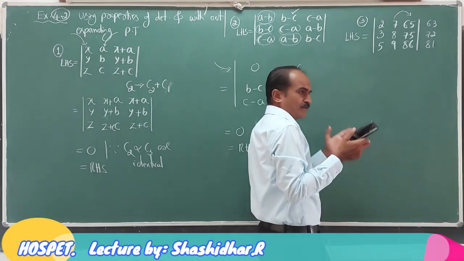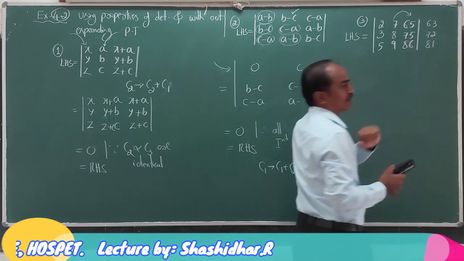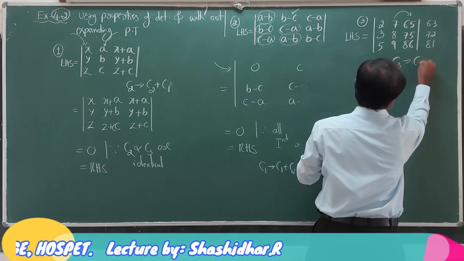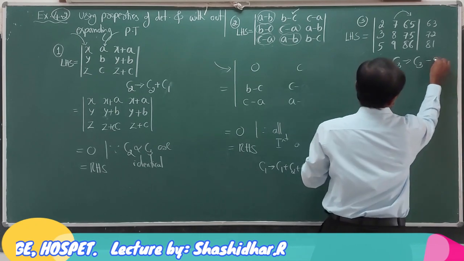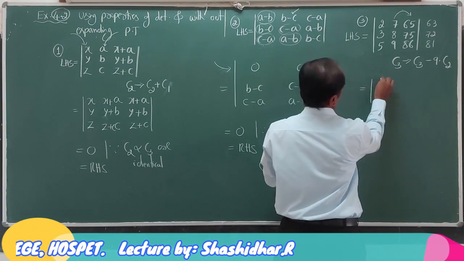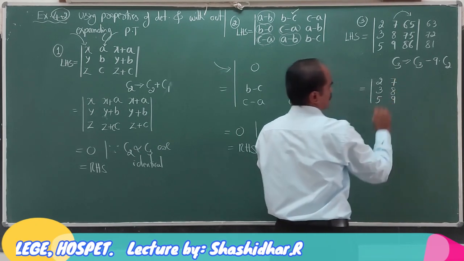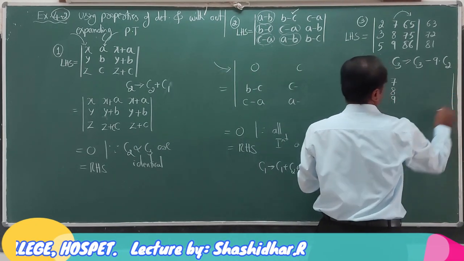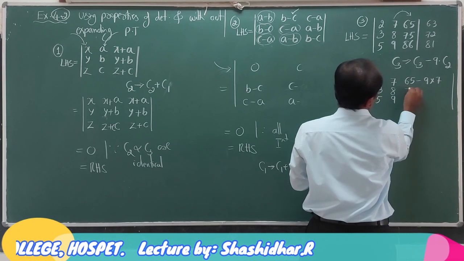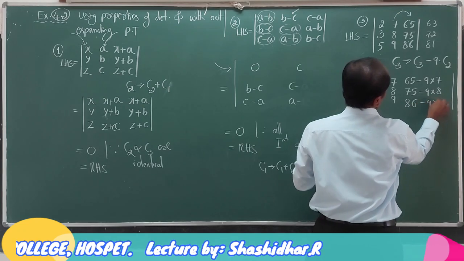Now after multiplying second column by 9, you subtract in column 3. How to write that? Column 3 changes to column 3 minus 9 times of column 2. Let us see what you are going to get. We didn't alter the first column, write them as it is. Second column also as it is. Now third column elements. 65 minus 9 times of 7. 75 minus 9 times of 8. 86 minus 9 times of 9.